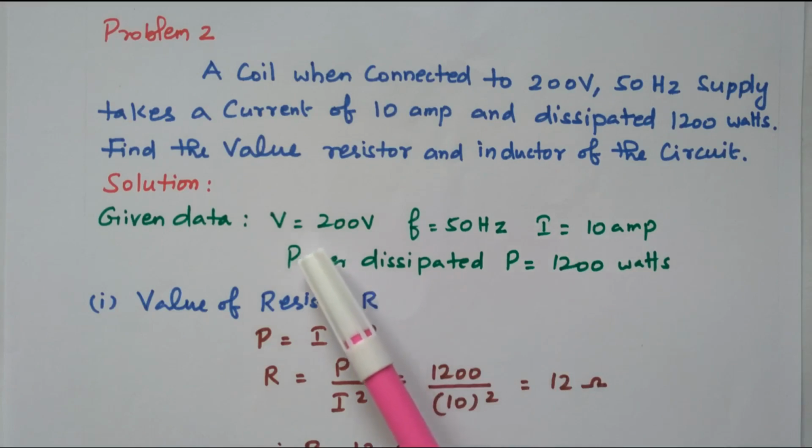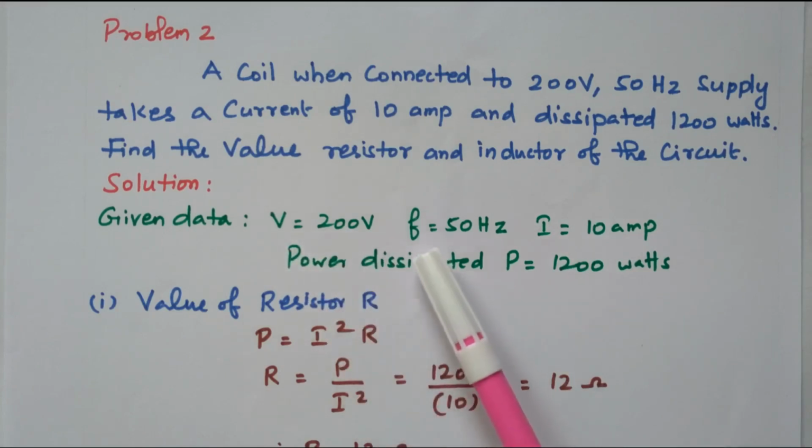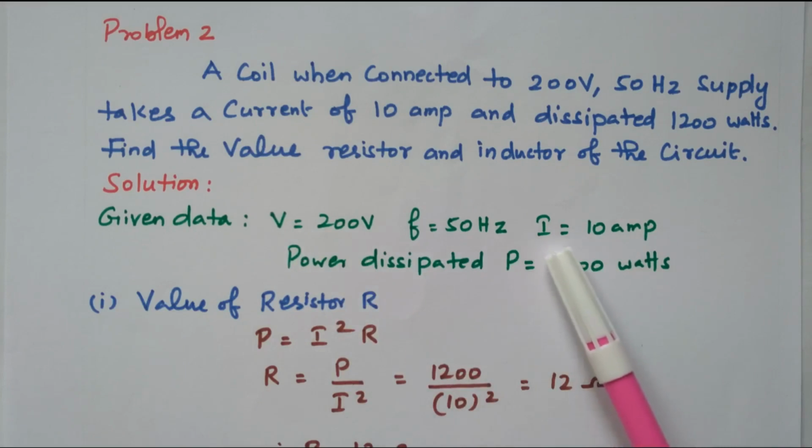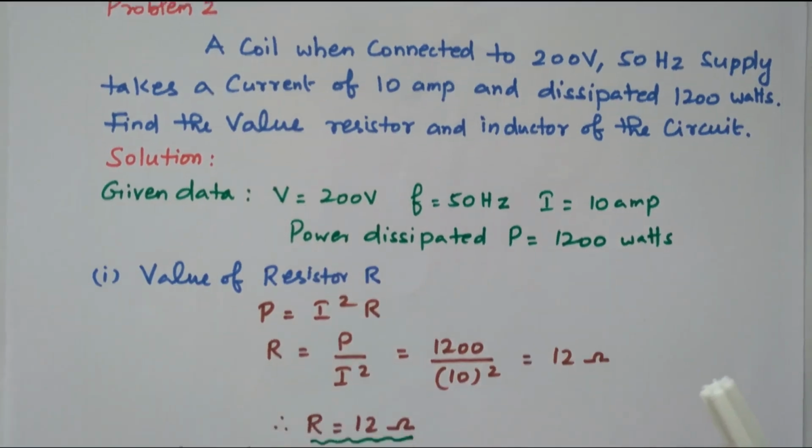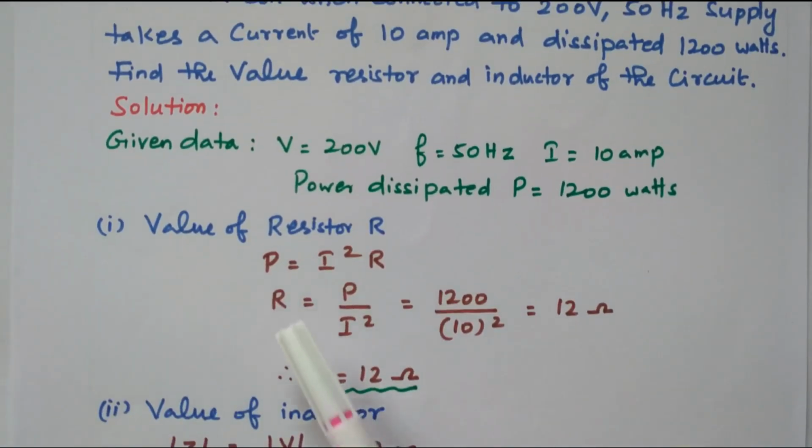So the given data: voltage is 200 volts, frequency is 50 Hz. The current taken is 10 ampere, because both are connected in series the same current is flowing, and the power dissipated is 1200 watts. Based on that, first we will find the resistor value. Power equals I square R. Power equals V into I is one formula, I square R is another formula, V square by R is another formula. Three different formulas are available. Here we can use P equal to I square R, because current and power are available.